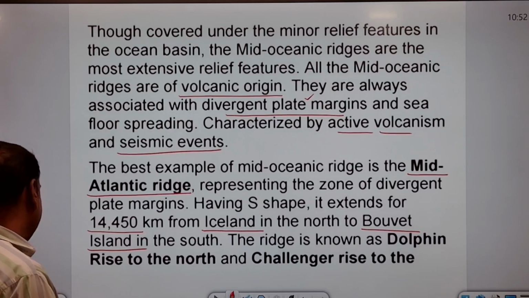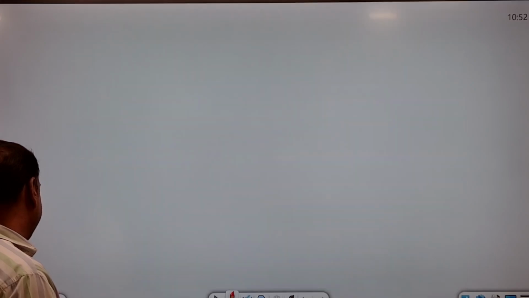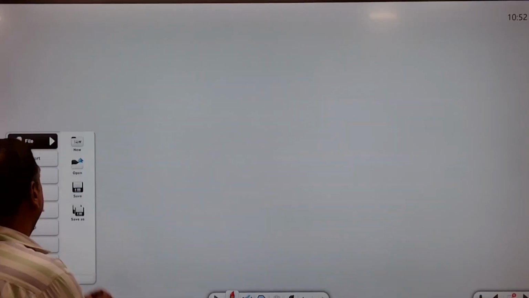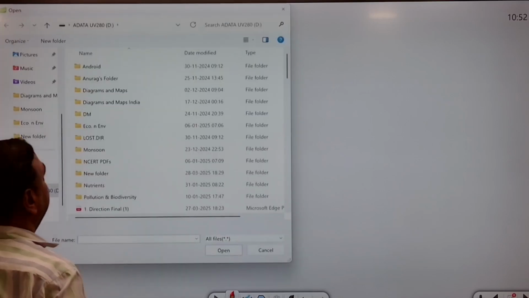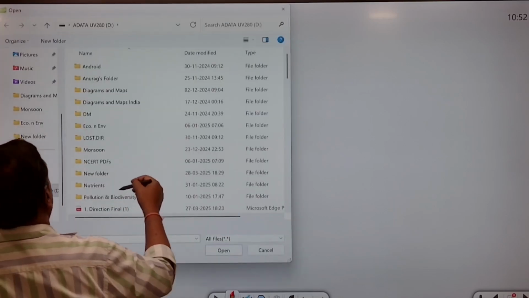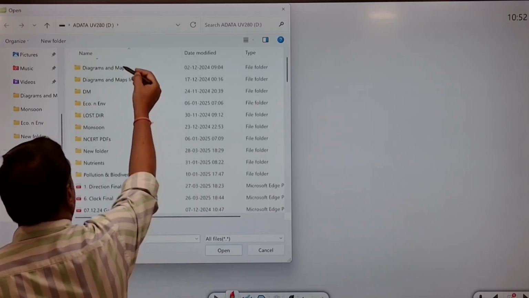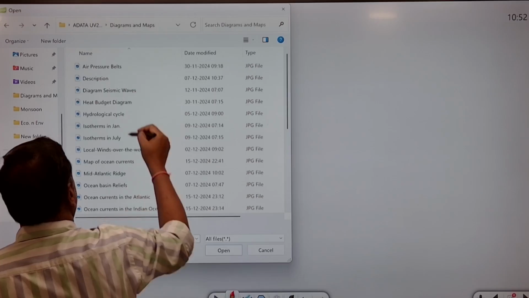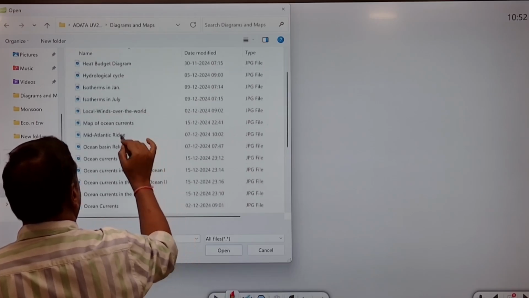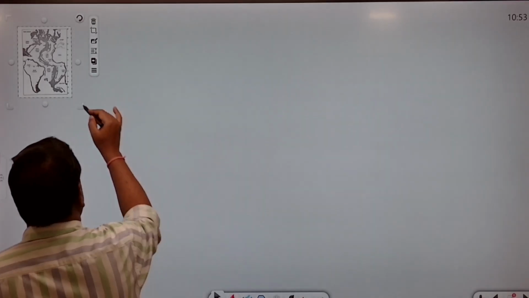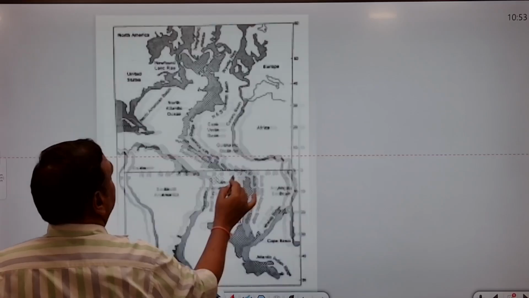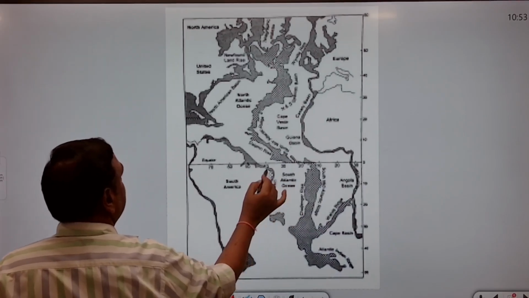Now we will see here, and actually I would like to bring a diagram of this mid-Atlantic ridge. So here we will see the mid-Atlantic ridge. One minute. Okay. So here with this diagram you can infer the things.